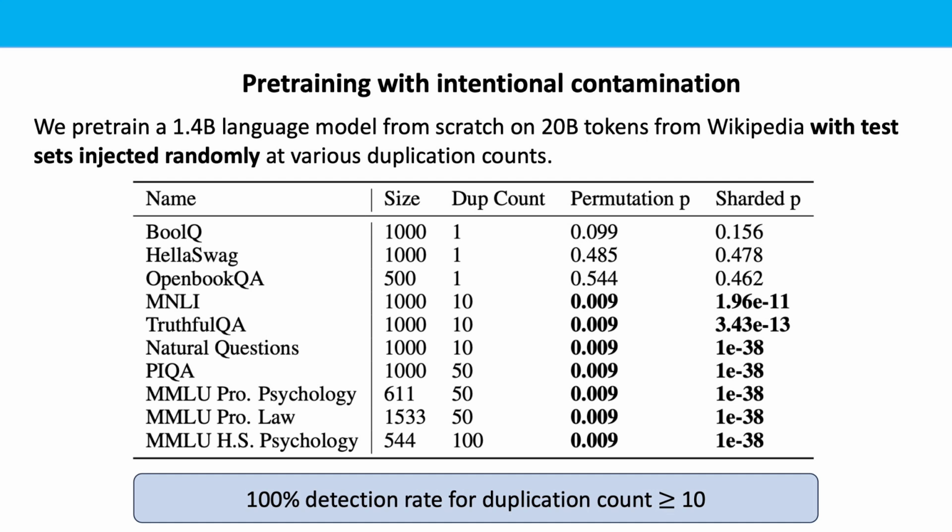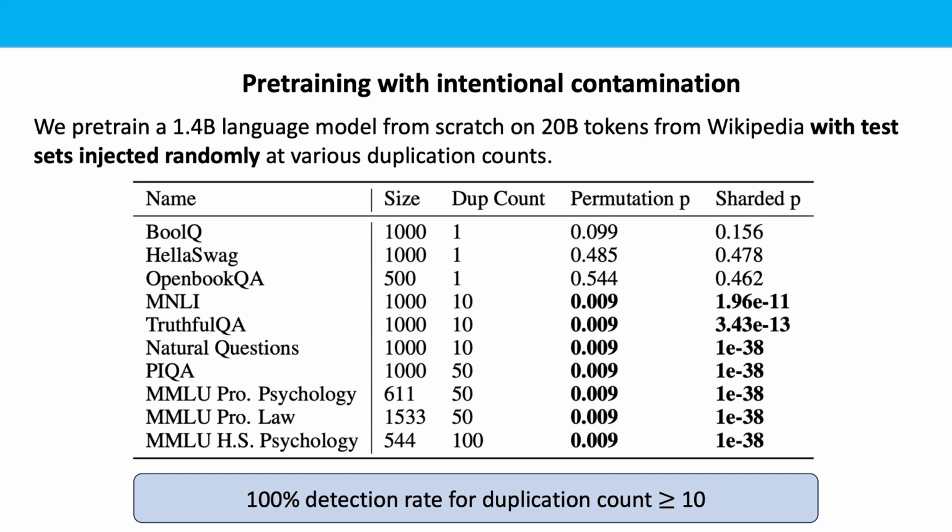Here are the results of that experiment. They're in this table. Each row is a test set that appears in the training data, and the data sets were injected at various duplication rates. Some of them are in there 1 time, some are in there 10 times, and so on. In the 2 columns on the right, we have the results of both the permutation test and the sharded test. These numbers are p-values.